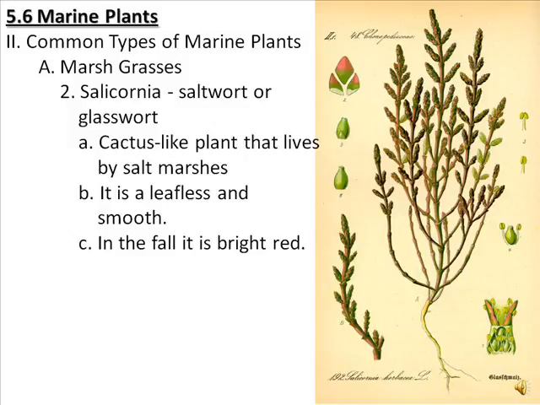A second type of marsh grass is Salicornia, or saltwort, glasswort, sometimes referred to as pickleweed. It is a cactus-like plant found in our salt marshes. It's leafless and smooth, although if you look closely towards the tips of the stems, they almost look like little pine cones. Those really are, morphologically speaking, considered the leaves. An interesting thing about Salicornia is that during the fall it turns bright red, just as the leaves on a tree turn color.